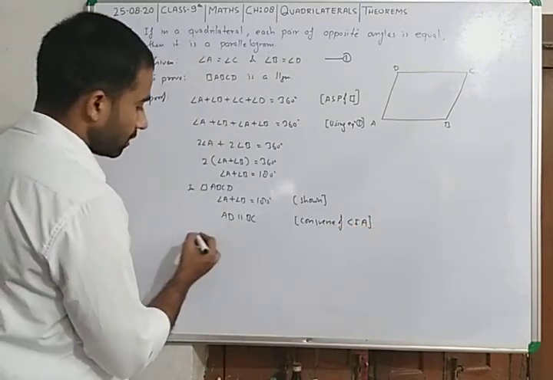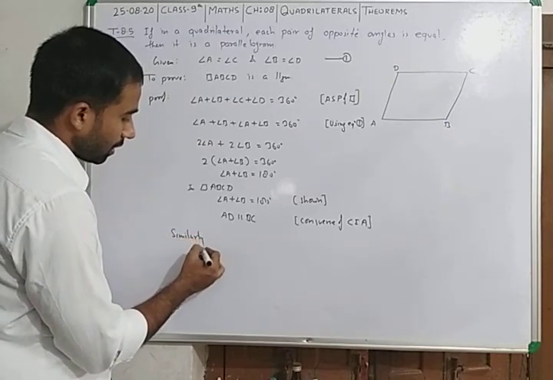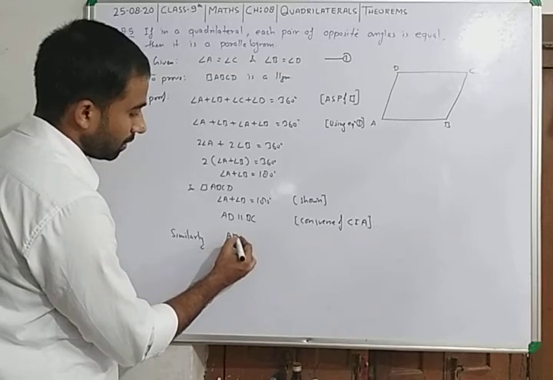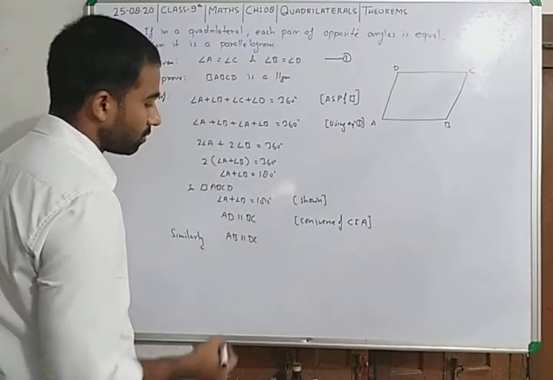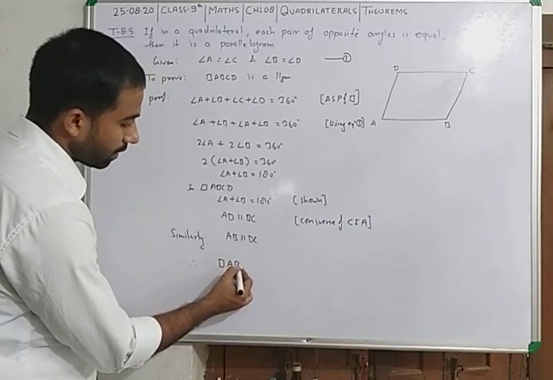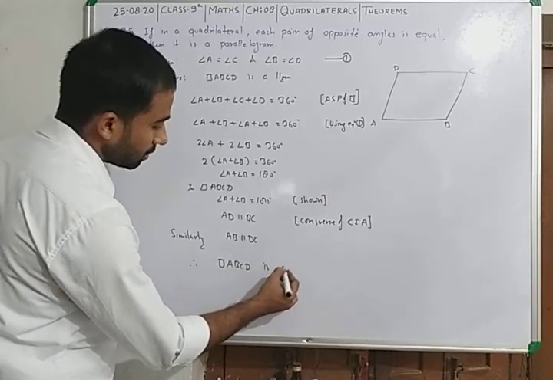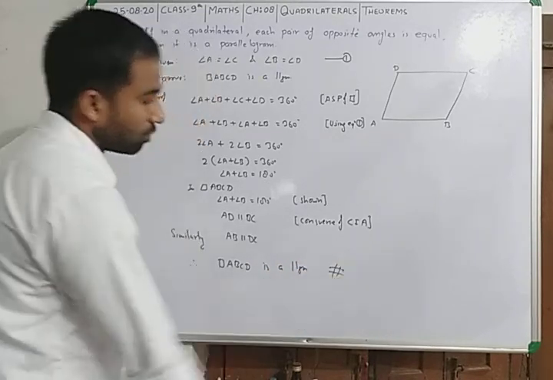Similarly, AB is also parallel to DC. So therefore quadrilateral ABCD is a parallelogram. Hence proved. I hope you understood.